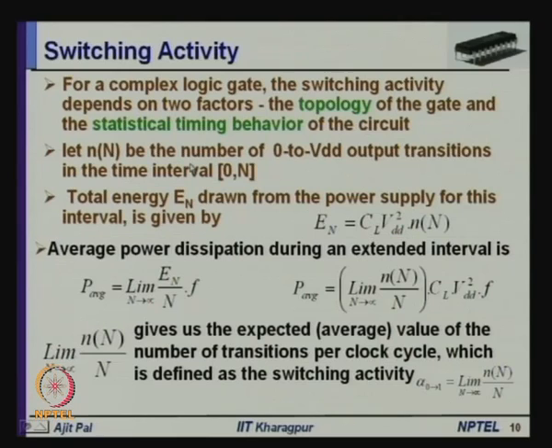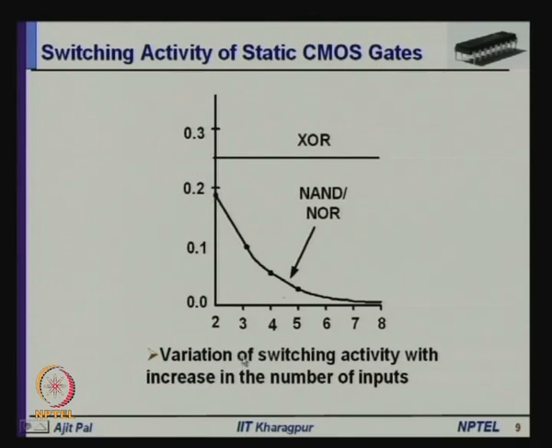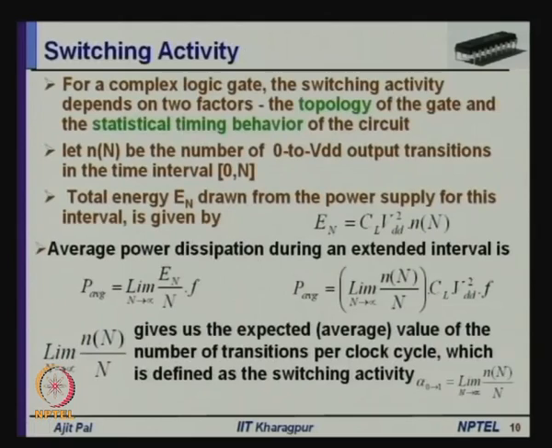Now, so far we have seen how it happens in case of simple gates: AND gate, OR gate, NAND gate, NOR gate and so on. But unfortunately, in real life the gates will not be as simple as this, they will be more complex. So, whenever it is a complex gate, we cannot really calculate the way we have done. For a complex gate the switching activity depends on two factors: the topology of the gate and the statistical timing behavior of the circuit. So, these two will affect the switching activity of the circuit.